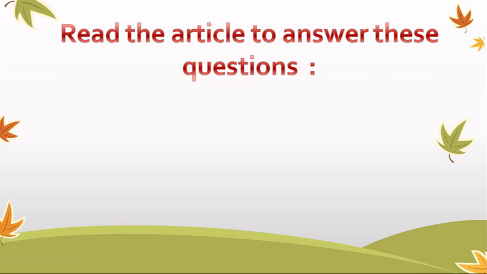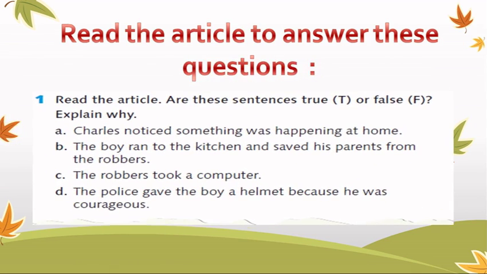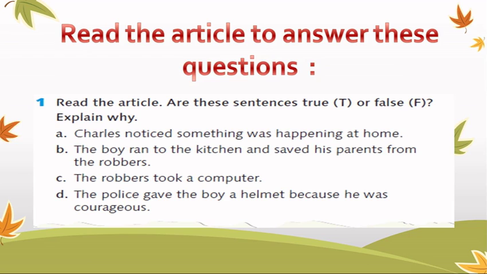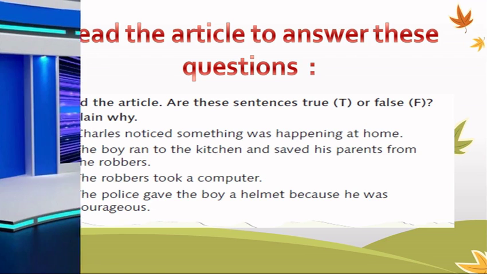Let's read the article to answer these pre-reading questions. Let's look first of all at the questions. Number 1 or A. Charles noticed something was happening at home. B. The boy ran to the kitchen and saved his parents from the robbers. C. The robbers took a computer. D. The police gave the boy a helmet because he was courageous. Courageous is another word for brave, because he is brave. So these are the sentences. Let's read now the article together and try to find if these sentences are true or not. Let's start.